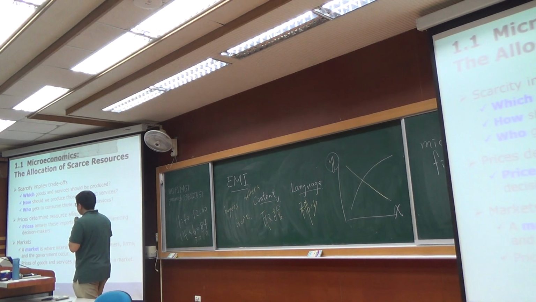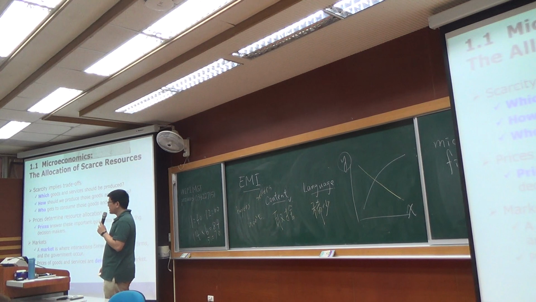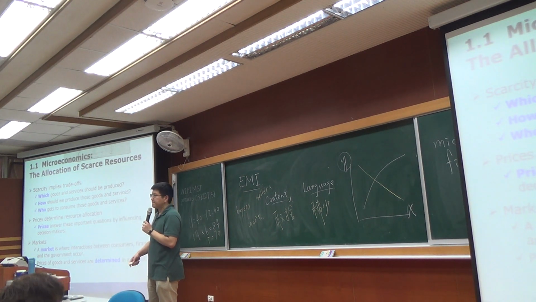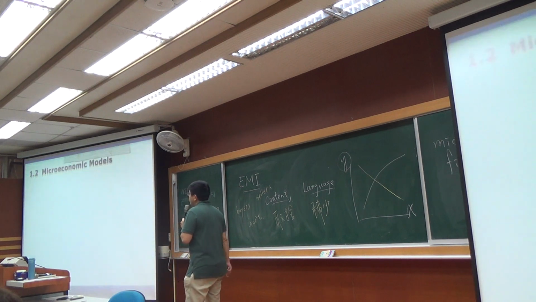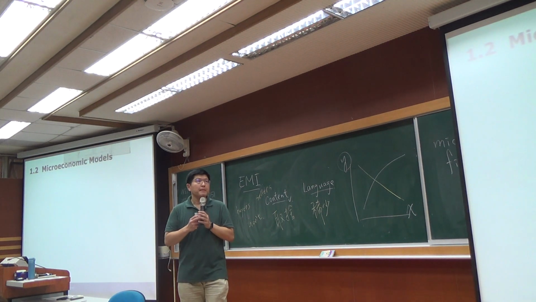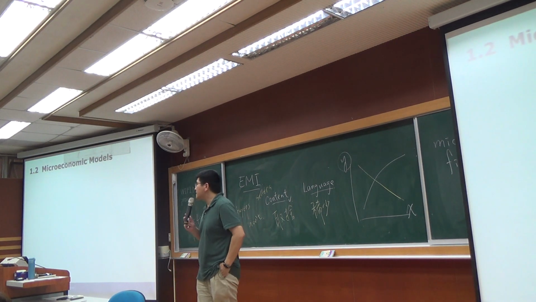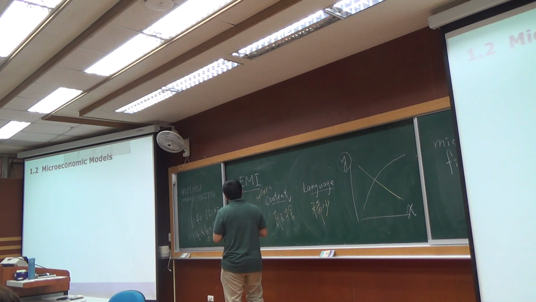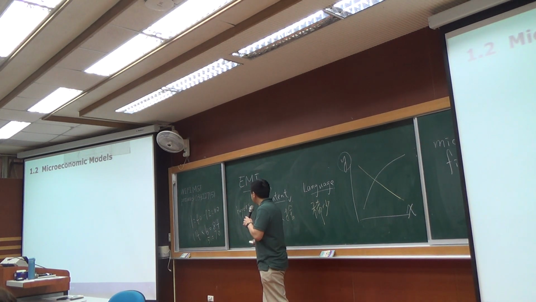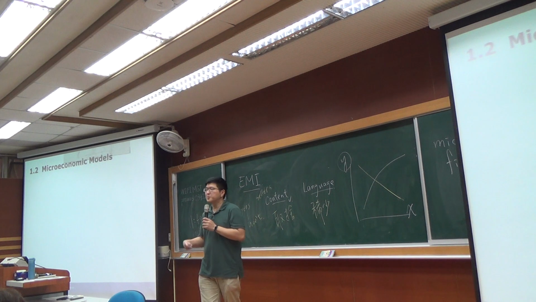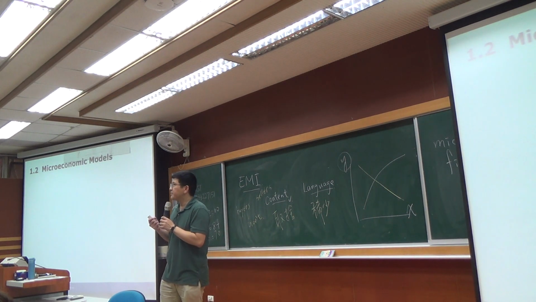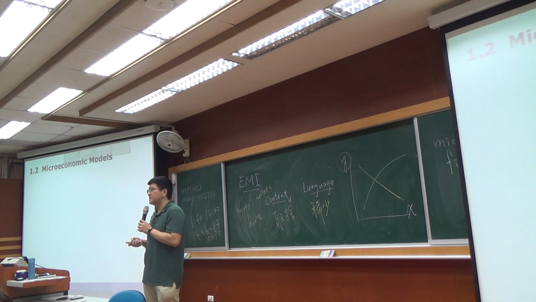And prices of goods and services are determined in a market. So we have demand, we have supply, and the prices are determined. Some prices are not determined by the market, some prices are set by the government. So we will talk about this kind of policy intervention. Okay?